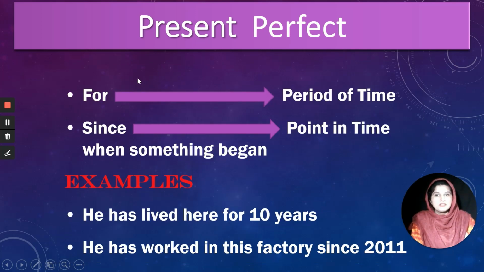Okay, let's move towards another interesting and important thing, that is usage of for and since. Most of the time, students are confused where to use for and where to use since. Be clear, for is used for a period of time and since for a point in time when something begins, right? When any action starts. For example, he has lived here for 10 years. Now 10 years is a period of time, and he has worked in this factory since 2011. Since 2011, it means that this was the start of his profession in this activity, right?